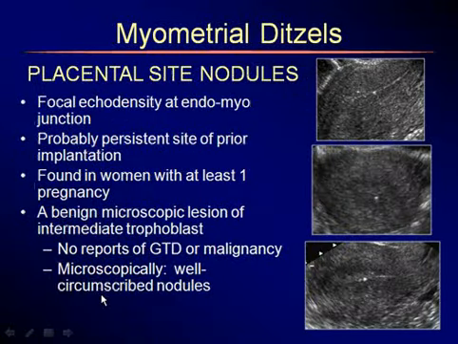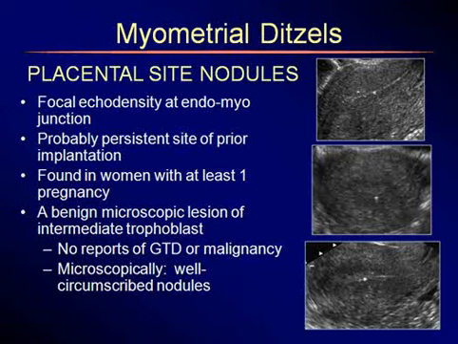Now sometimes, and this has been proven pathologically, this represents, quote, placental site nodules, which are these little focal echodensities at the endometrial-myometrial junction. They probably represent the site of a prior pregnancy implantation. When these were evaluated, the only thing they found in common was that the women had at least one pregnancy. If you look under the microscope, it's a benign lesion of intermediate trophoblast.